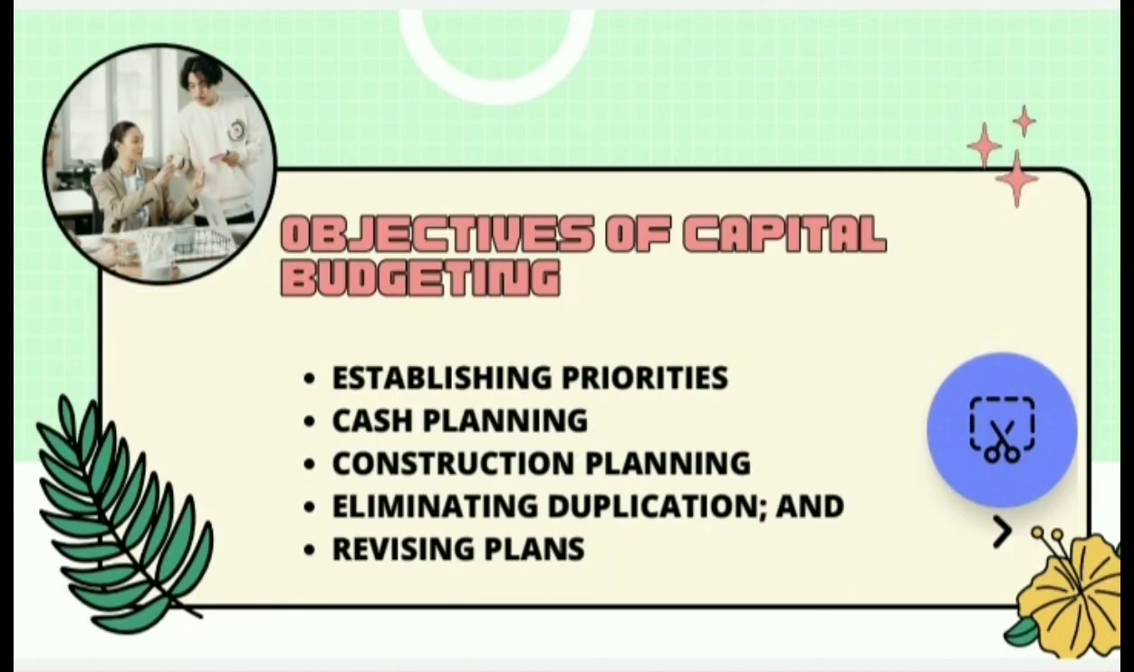Now we proceed to objectives of capital budgeting. Number 1. Establishing priorities. It seeks to facilitate the directors of a given entity in taking preference over specific details over others within a specified period. Next, the cash planning. It is the process of creating a detailed budget and financial plan to manage income, expenses, and savings.